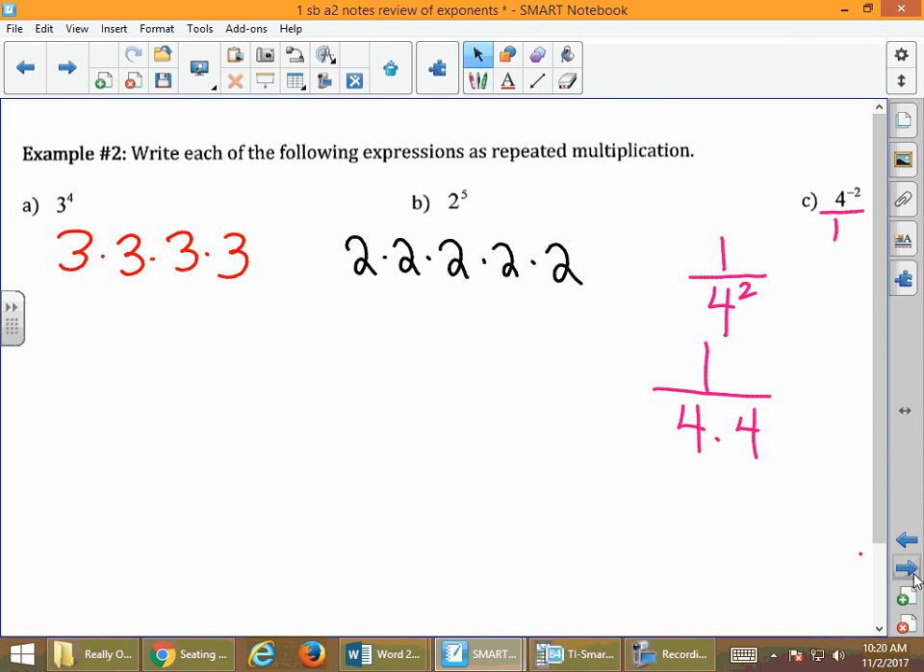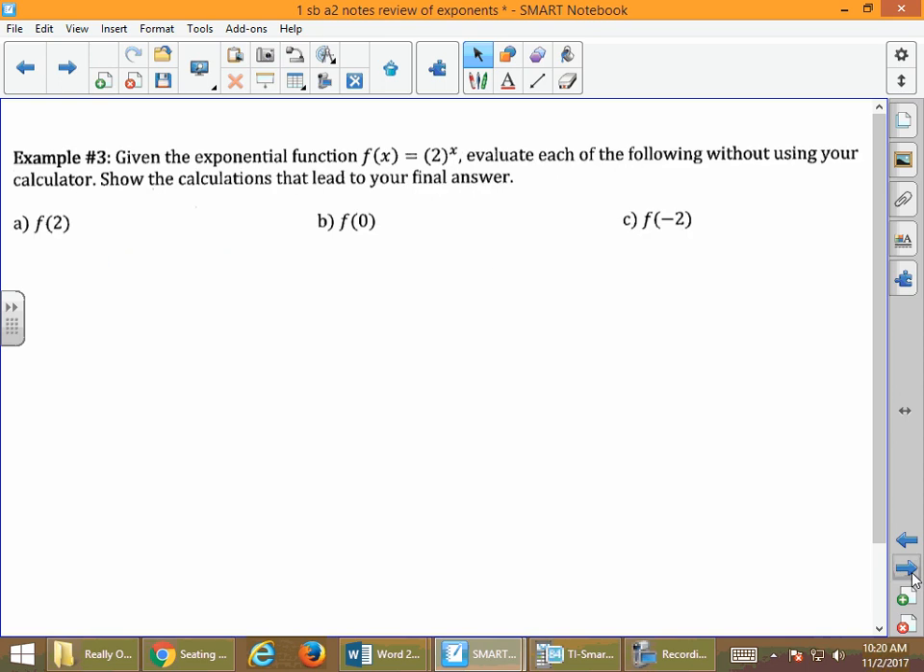Maybe it takes you back to your Algebra 1 days. Now, problem number 3. We're given this function, f of x equals 2 to the x. We want to evaluate each of these functions without using our calculator, and we're going to show our calculations. So again, I may be showing way more work than you.